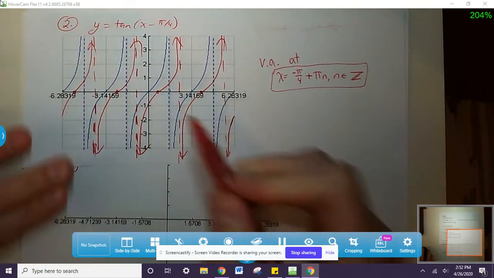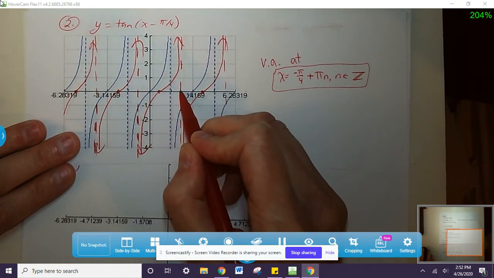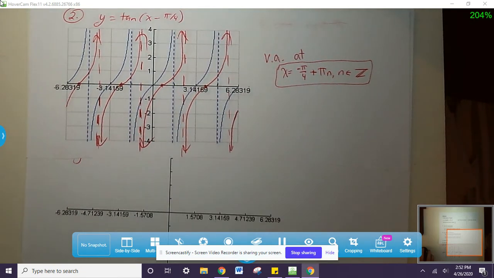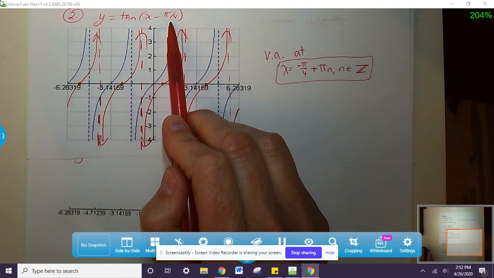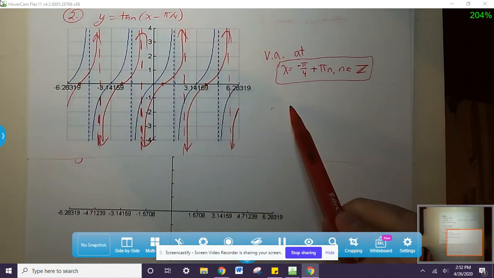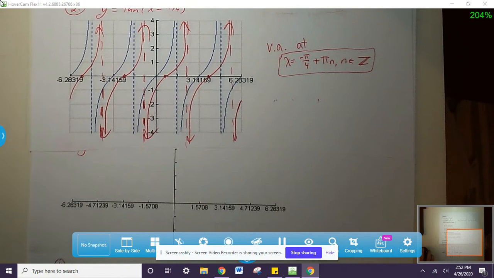And I chose to use negative pi over 4. If you wanted to use this one, it would be 3 pi over 4. So if anyone has 3 pi over 4 here instead, that's absolutely fine. But the big deal with horizontal shifts is the asymptotes do change. So you might want to write that down as well. Vertical asymptotes are moved or affected or change when you have a horizontal shift.